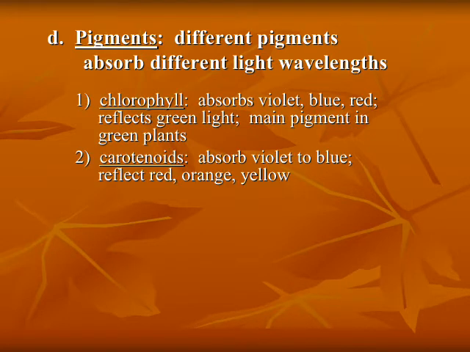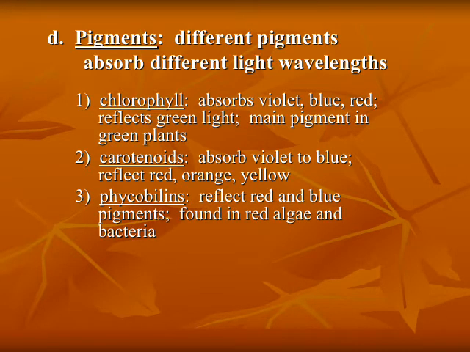Another group of pigments are carotenoids, and those absorb wavelengths in the violet to blue spectrum, but they reflect red, orange, and yellow. And there are certain vegetables that we eat that are high in carotenoid pigments, such as carrots, yellow peppers, red peppers, squash. All of those are high in carotenoid pigments.